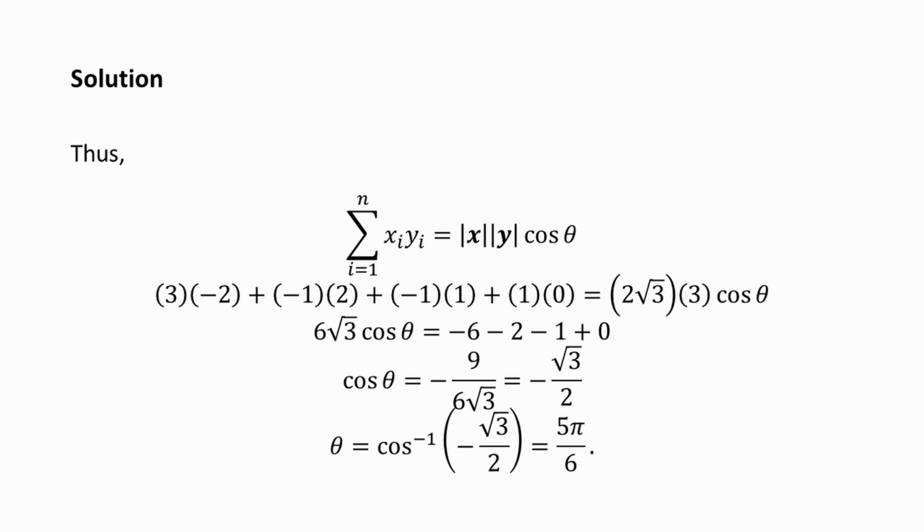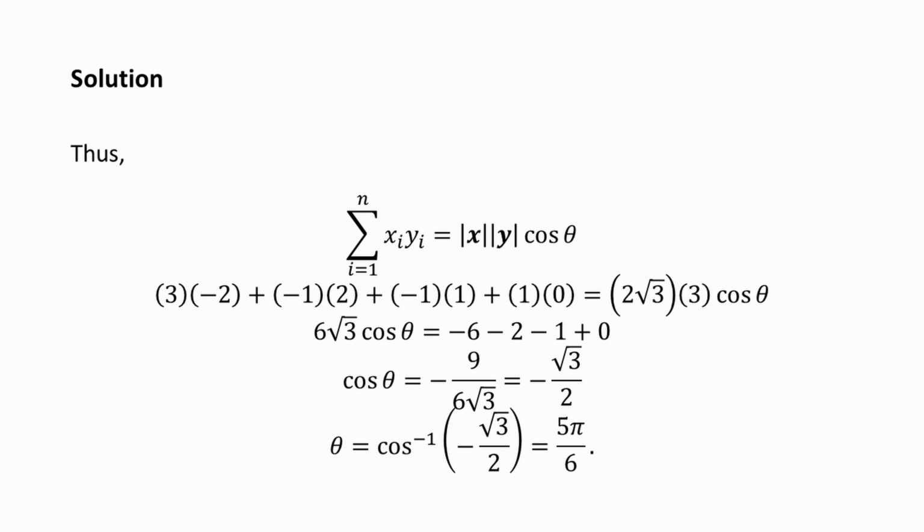We take the first element of x and the first element of y, which is 3 and -2, and then the second element of x and second element of y, which is -1 and 2, and so on. Then we put all of the numbers on the left-hand side. On the right-hand side, because we already calculated the norm of x and the norm of y, we can plug those in: the norm of x equals 2 square root 3 and the norm of y equals 3. Now I've flipped the left-hand side and right-hand side and simplified a little bit, so it becomes 6 square root 3 cosine theta equals negative 6 minus 2 minus 1 plus 0.